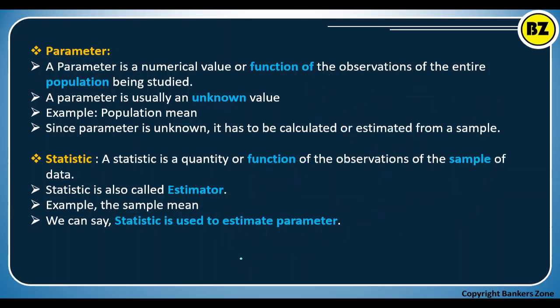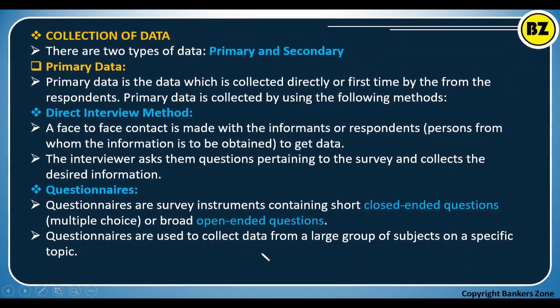Okay. Now see here, collection of the data. Basically data has two types. It may be primary data or it may be secondary data. Very easy. Primary means first you are using, secondary means second time you are using. So very easy to note.